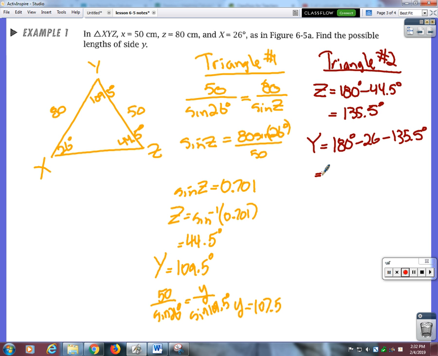What do you get when you go 180 minus 26 minus 135.5? Is it 18.5? Okay, so that means the third angle is 18.5, and now all we have to do is find side Y. Okay, so I'm going to do the same thing I did down here. I'm going to go 50 over the sine of 26 is equal to side Y divided by the sine of 18.5. And you're going to tell me what side Y is.